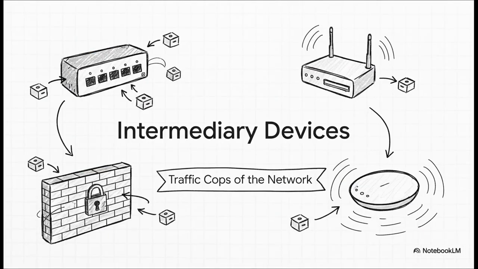And then on the other team, we've got the intermediary devices. You can totally think of these as the traffic cops of the internet, the digital postal service, right? Devices like switches and routers, they couldn't care less about what's in your message. Their one and only job is to get it where it's going safely and as fast as possible.